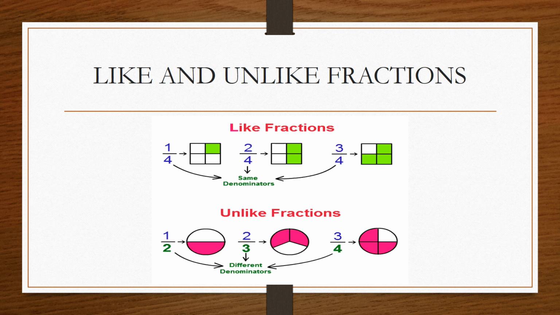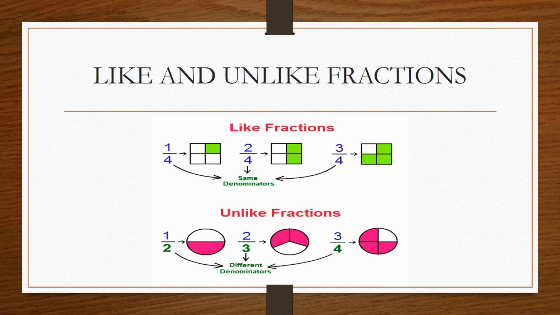So, such fractions where the denominators are same, the total part is same, and the shaded part you can see 1, 2, 3. So the fractions are 1 by 4, 2 by 4, 3 by 4. The denominators are all same. So such fractions are called like fractions.